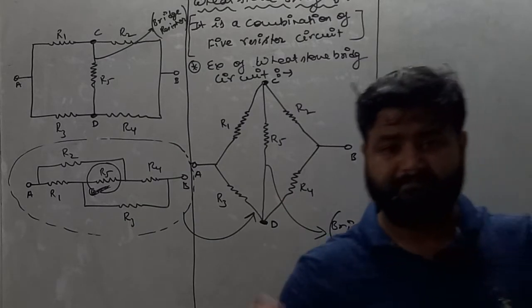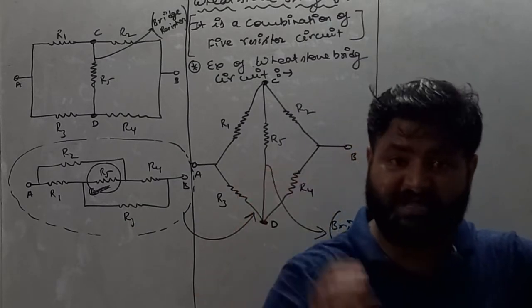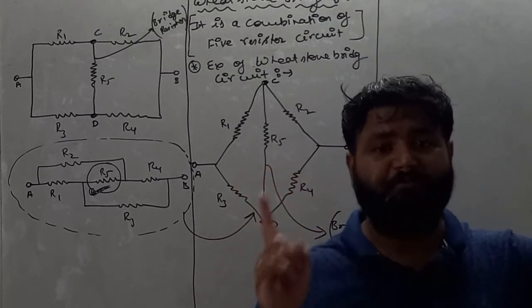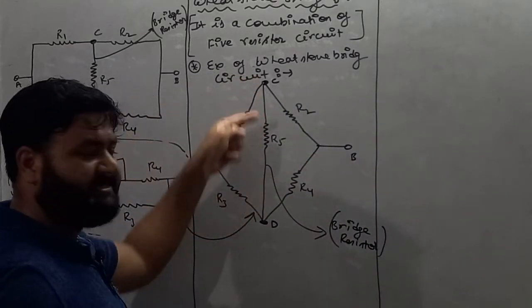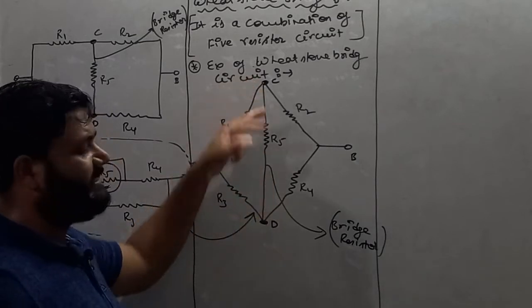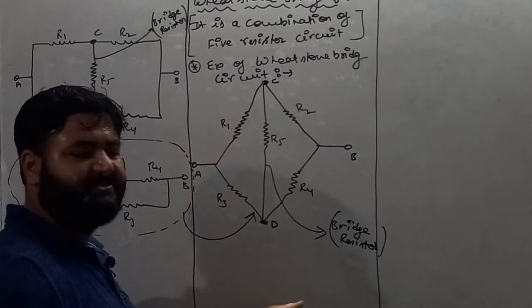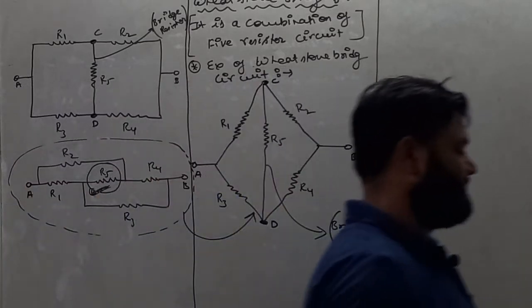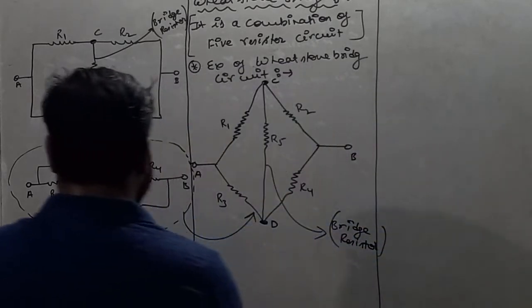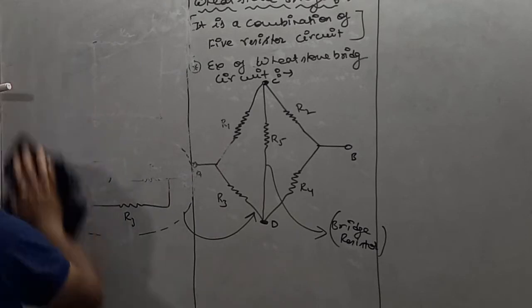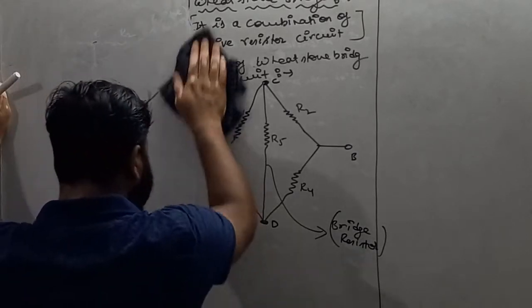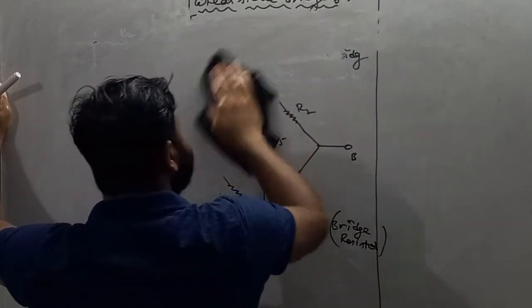So remember, a combination of 5 resistors is called a Wheatstone bridge, and the resistor which is connected across two ends in the circuit is called, dear student, the bridge resistor. Now in our syllabus we have only one thing to discuss about the Wheatstone bridge, the balance condition of the Wheatstone bridge.